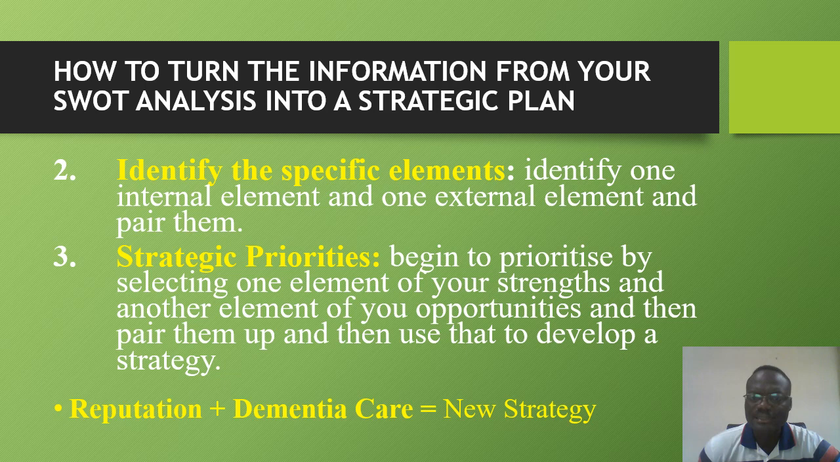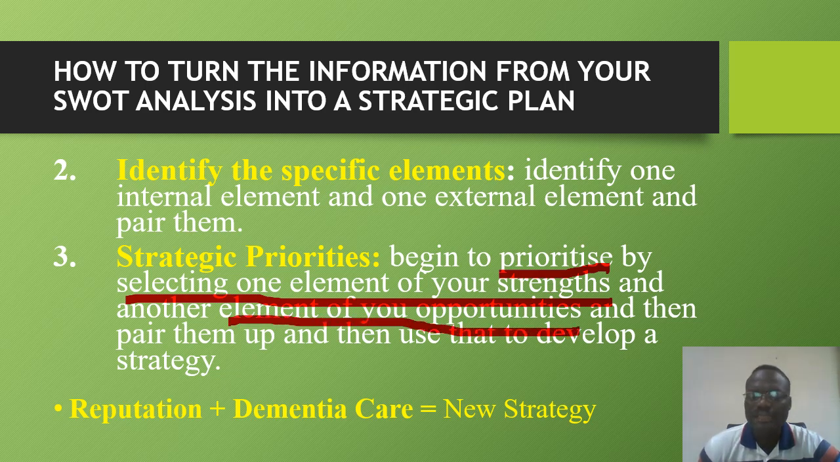Now begin to prioritize by selecting one element of your strengths and then another element of your opportunities, and then begin to pair them up, and then use that to develop a strategy or a plan. So what have we identified under the strengths? If you go back, you remember we mentioned under the strengths reputation, and then under the opportunities, we realized that there was baby boomers, or dementia care. The fact that that is a very good opportunity for your company, all right.